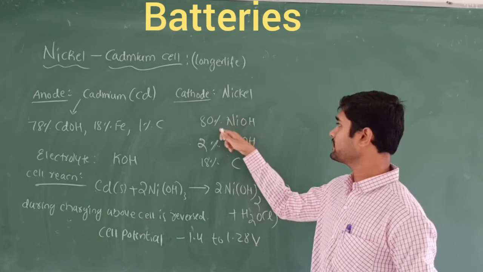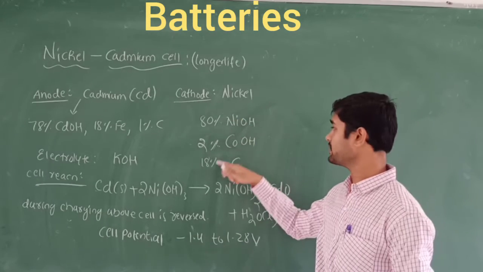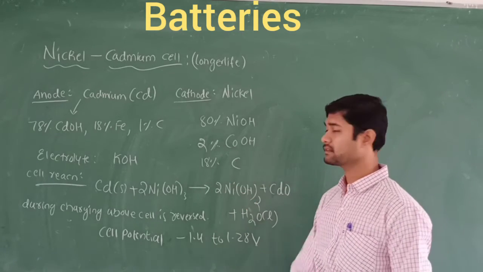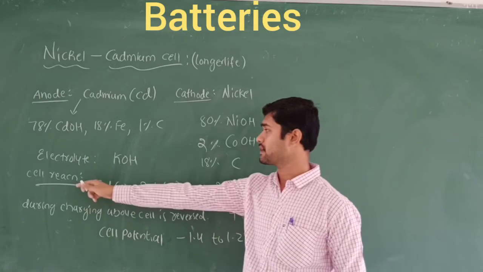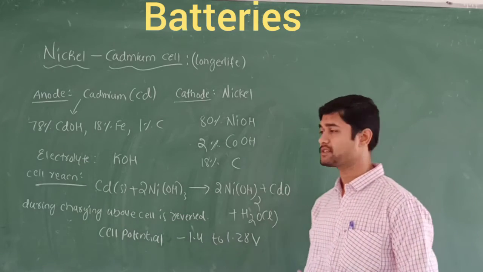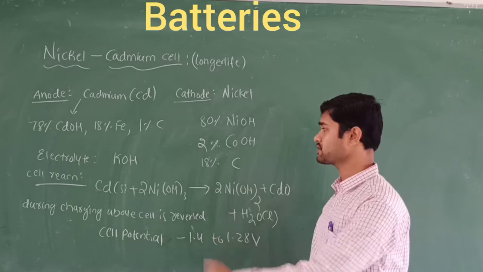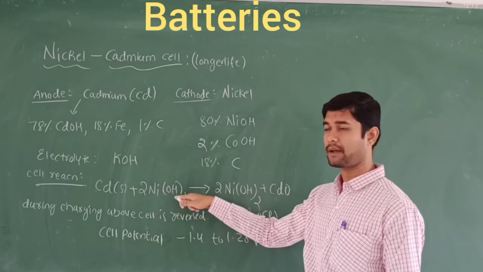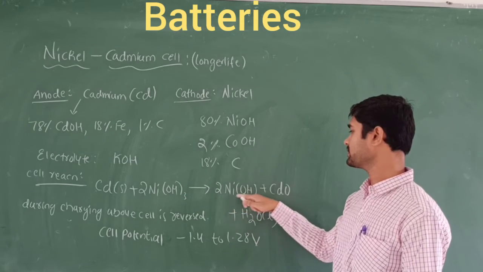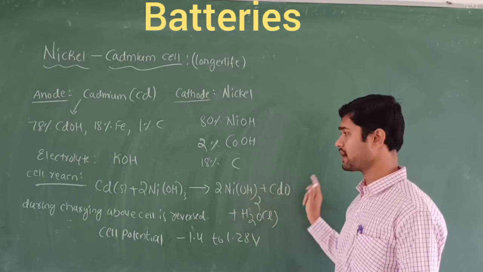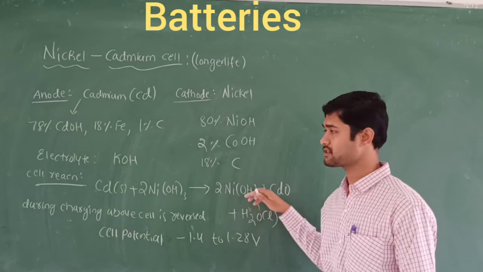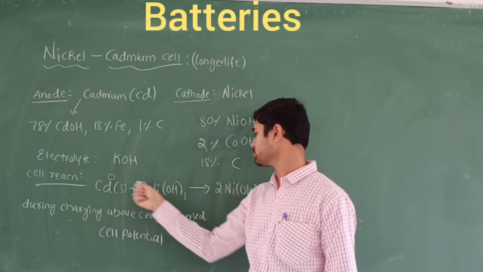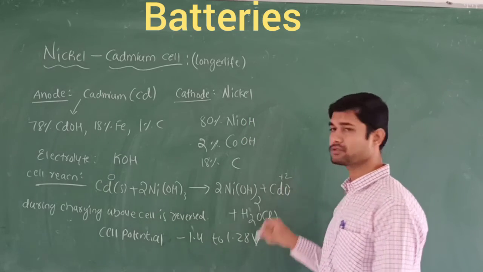This cathode contains 80% nickel hydroxide, 2% cobalt hydroxide, and the remaining 18% is graphite. The electrolyte they use is KOH, and the cell reaction is written as Cd plus 2 nickel hydroxide, which gives us 2 times nickel hydroxide plus cadmium oxide. So this is the overall cell reaction. Why is it the anode? Because of loss of electrons, 0 to +2 in oxidation state.